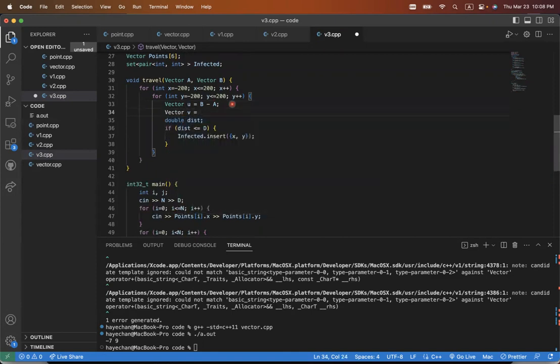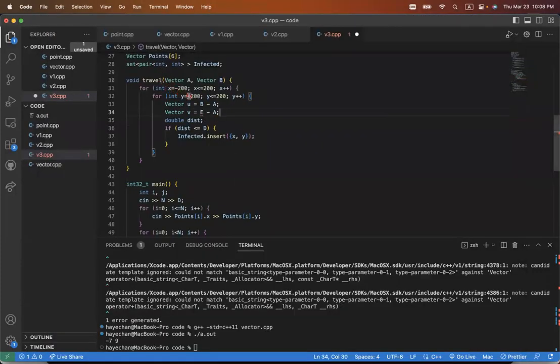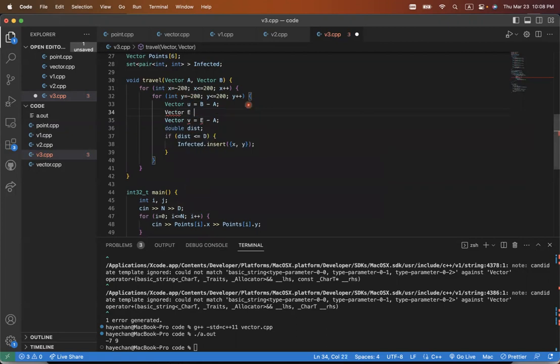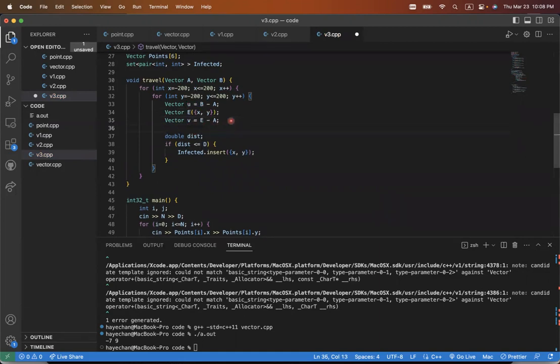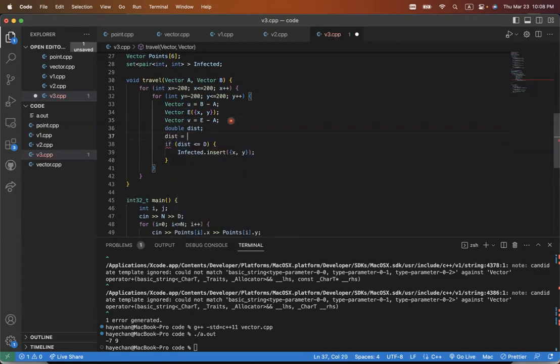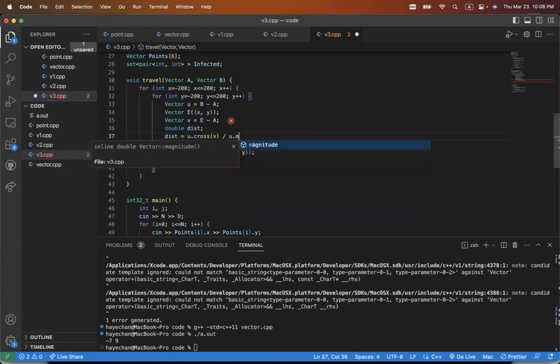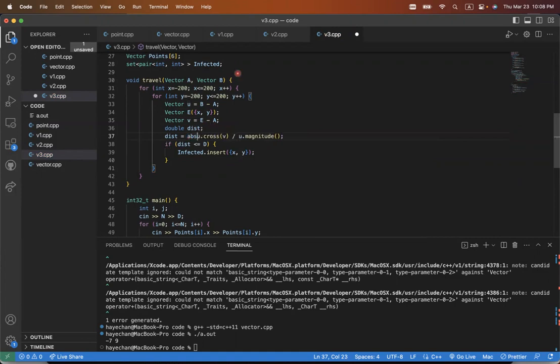V is e minus a, right? E minus a. What is e? E is x, y. So as we loop through different values of x and y, we want to set up e as well. And that's just x and y here. Okay, now we have u and v, and then we're ready to calculate the distance. Distance is the cross product u cross v divided by the magnitude of u. And we want to take the absolute value of it.